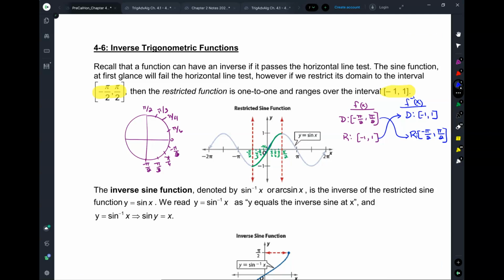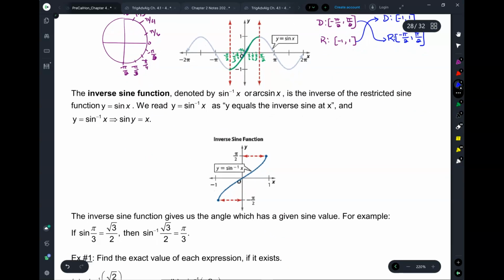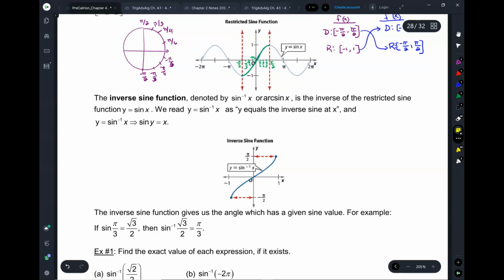So before, my y values for sine of x were from -1 to 1, correct? Now for inverse functions, my y values are going to be from negative pi over 2 to pi over 2, and the x values are going to be from -1 to 1. All this is going to become a lot less mysterious in a minute. So with this, once we restrict the domain, we can now find the inverse sine function. The way we write that is inverse sine like this, sine to the negative 1, or arc sine of x. Those two mean the same: sine to the negative 1 or arc sine.